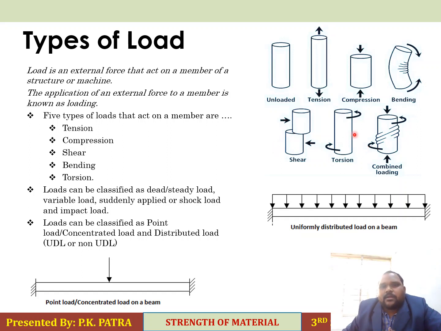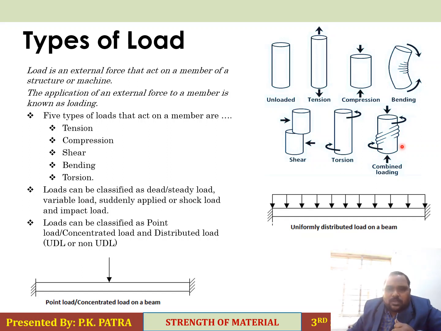Next one, if there is twisting, you are turning this side with one moment and turning this side with the opposite moment, then what happens? The material will twist. So such a kind of load is the torsion. And in this case you can say there is combined bending and torsion, both are there. So these are the different types of loadings.